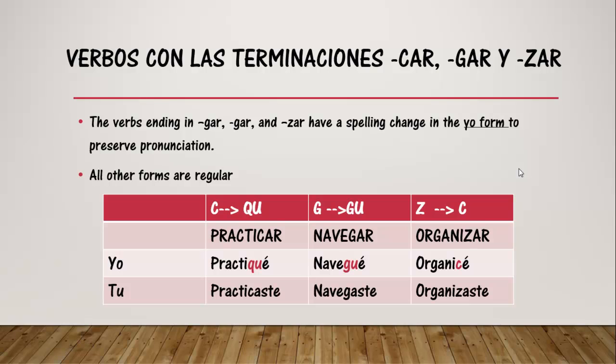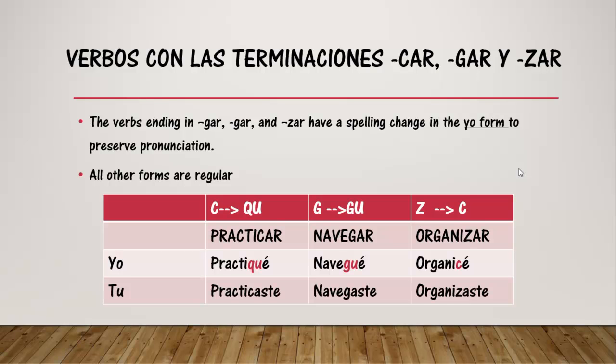So verbs with the endings car, gar, and zar have one small change, but only in the yo form. So all other forms of that verb are regular. So below on this chart, I just put the yo forms and the tú forms because every other form is going to be normal and take those regular AR preterite tense endings.